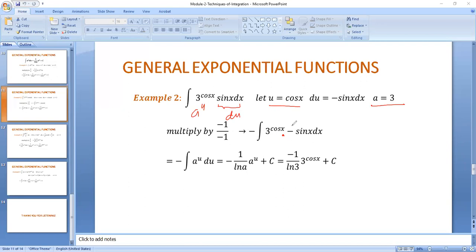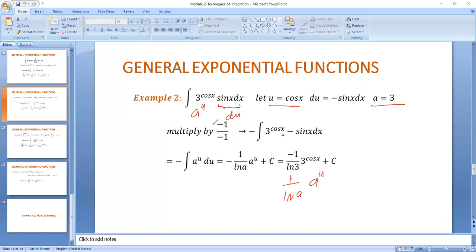So then this will simply be a^u over ln of a, which is 3. The negative here came from the negative 1 outside. So this is your a raised to u, and this is your 1 over ln of a, based on the formula that was shown to you a few minutes ago. Okay?